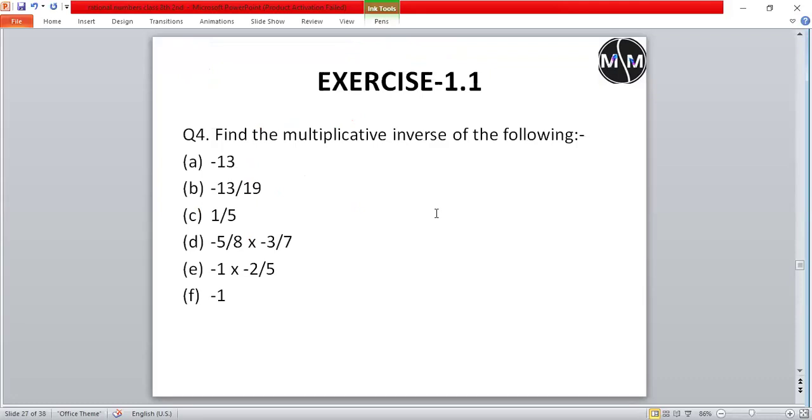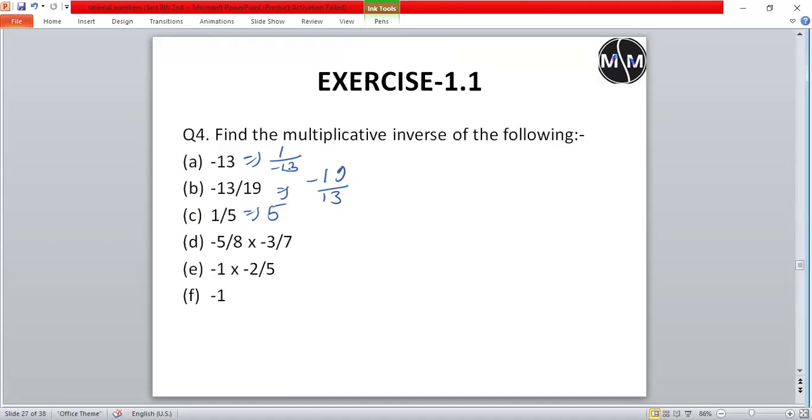The fourth question, question number 4. Find the multiplicative inverse of the following. Multiplicative inverse means you have to get 1 in the answer. It means the multiplicative inverse of minus 13 is 1 by minus 13. For minus 13 by 19, the multiplicative inverse is minus 19 by 13. For 1 by 5, the multiplicative inverse is 5.